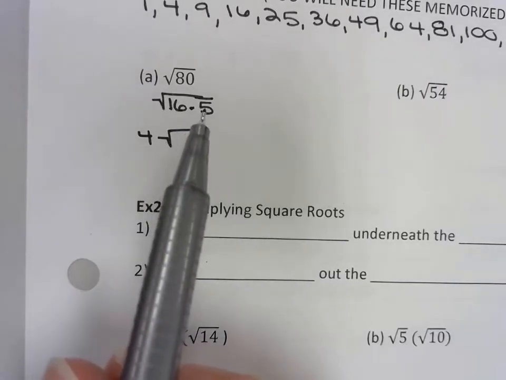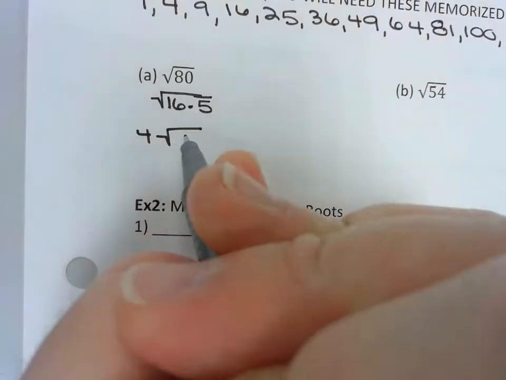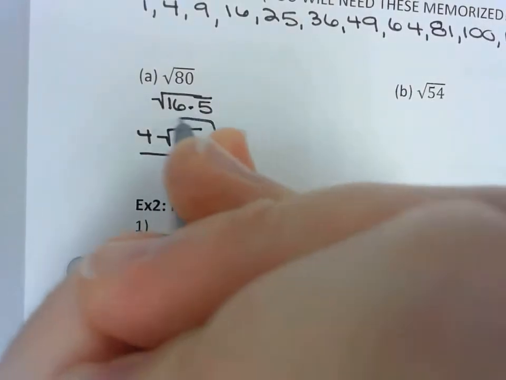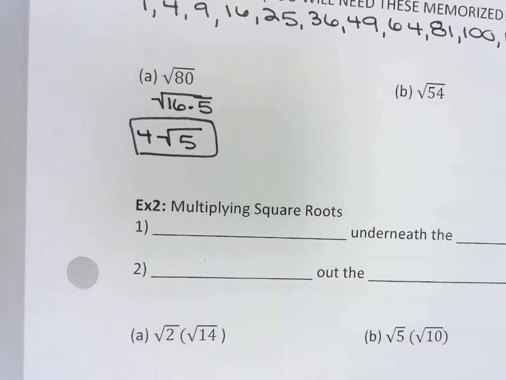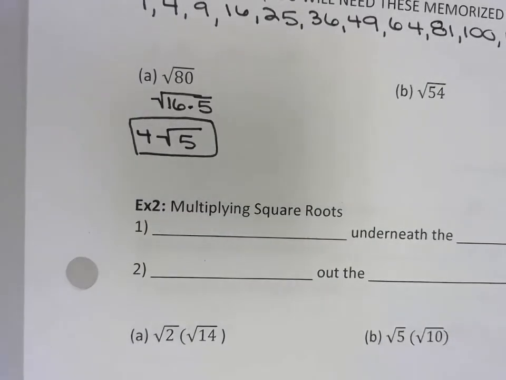Can I take the square root of 5? No, so that stays in the radical. So that is the simplified square root of 80. Simplified is 4 square root of 5. So we want to look for a perfect square, put it in there, write it as multiplication, and then actually take the square root. Square root of 16 is 4. That's a whole number. I bring it out front. Cannot take the square root of 5, so leave it square root of 5.